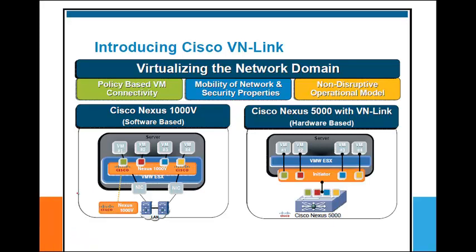So 1000V also provides policy based VM connectivity, mobility of network and security properties. It also provides a non-disruptive operational mode. Now what are these three? These three we are going to see one by one now. These three are also provided by a hardware solution, a costly solution. This can also be provided by a software solution.